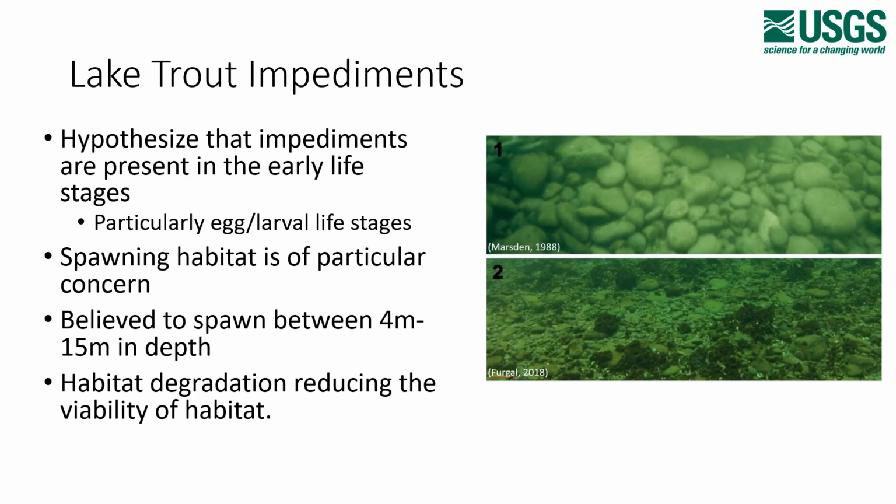So because there appears to be a limited success of natural reproduction in Lake Ontario, one of the hypotheses is that there are impediments present at the early life stages of these lake trout, so when they're eggs and when they're in their larval stage. One particular hypothesis is that spawning habitat in Lake Ontario has been degraded over time and is no longer viable for lake trout spawning habitat. It's believed that lake trout typically spawn between 4 meters and 15 meters in depth, and this habitat would be degraded by the infilling of key interstitial spaces between boulders and cobble that would incubate the eggs.